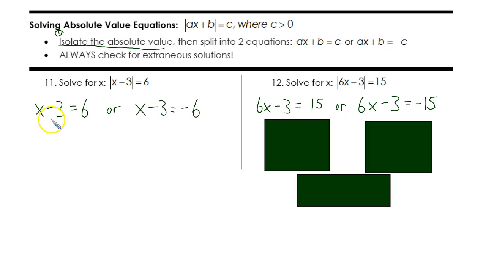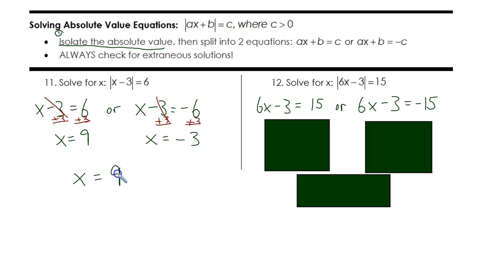In this case, to solve x minus 3 equals 6, I'm going to add 3 to get 9. To solve x minus 3 equals negative 6, I'm going to add 3 to get negative 3, because I'm going to add 3 to both sides. So I added 3 on the left and the right in order to solve both of these equations, and I got two solutions.